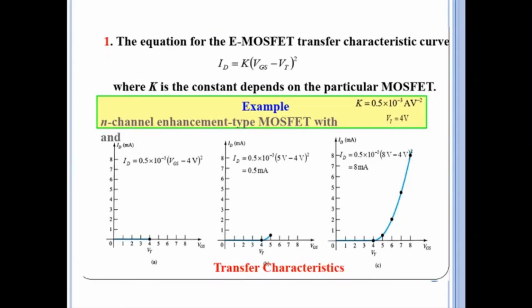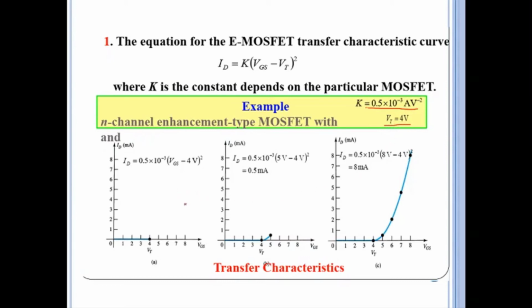So this is the example. The slide shows that if you are given a k constant, you can plot the transfer characteristic of an EMOSFET. For example, the k is given as 0.5 times 10 to the power of minus 3. The unit for the k is ampere per volt squared. It's also given the threshold voltage. In this example we use a different symbol, Vt is 4 volt. So this is actually the threshold voltage.